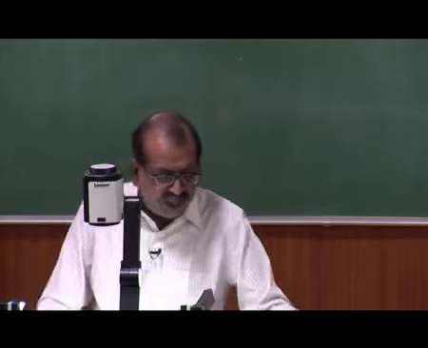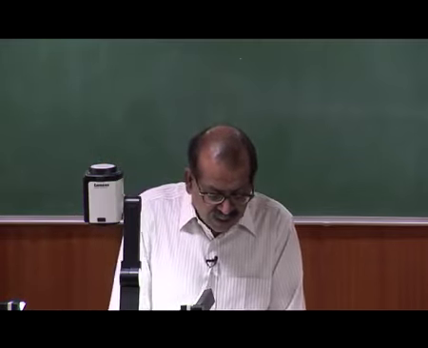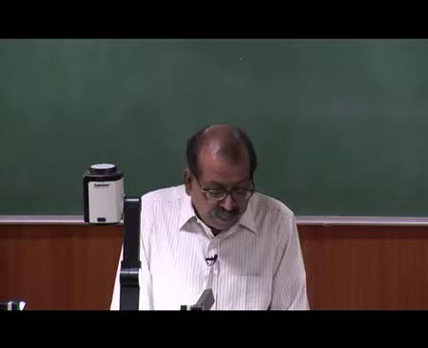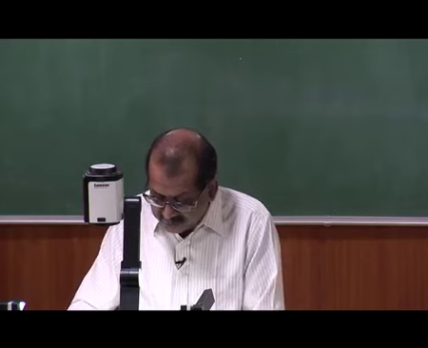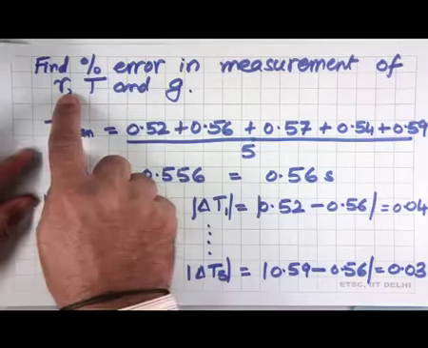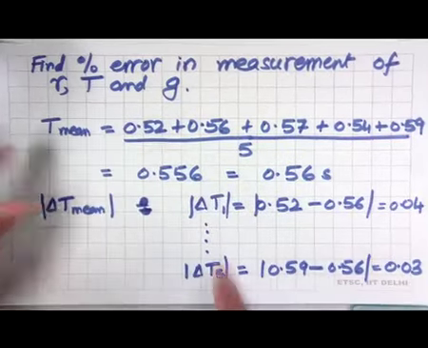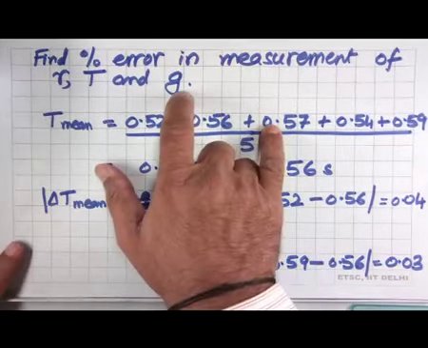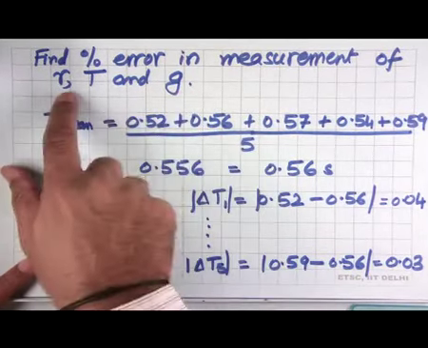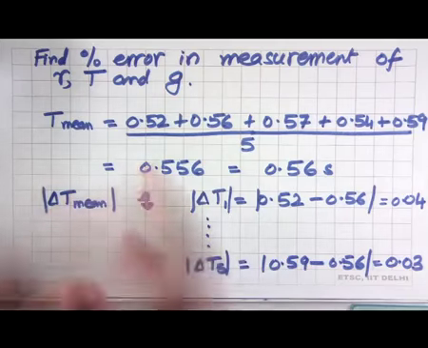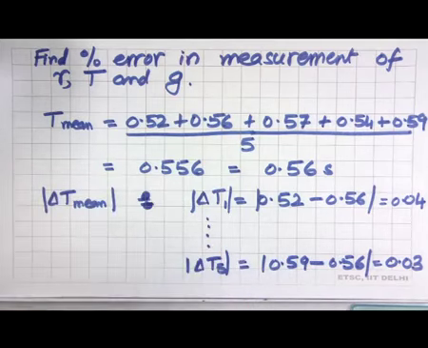So, given all this data, what we have to find is the percentage error in the measurement of small r, t and g. Basically, we have to find the percentage error in g, but we will need r and t. So, therefore, we look at all these quantities also.